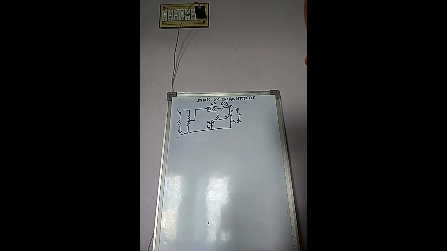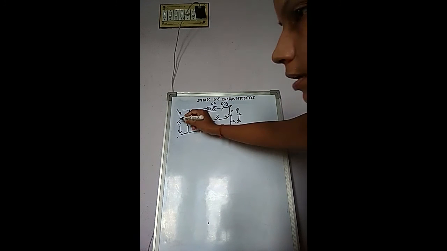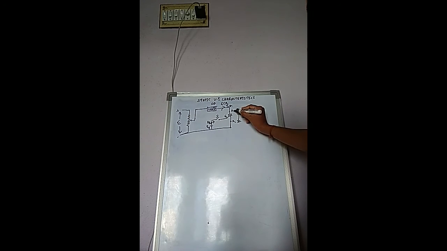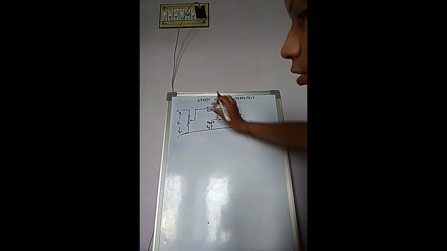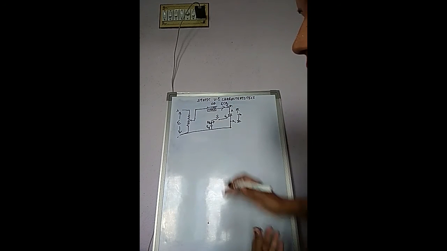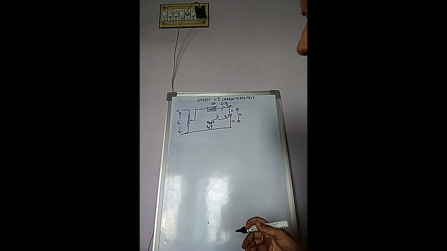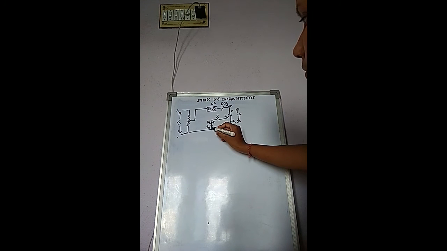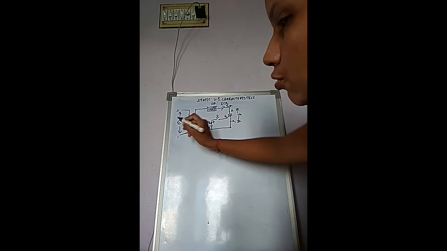Here the anode and cathode are connected to the main source through the load. This is the main source E. This is anode, this is cathode, and this part is the load. And the gate and cathode are fed from another source. This point is gate and this point is cathode. So gate and cathode are fed from another small source, Eg. Here Eg is less than the main power source E.